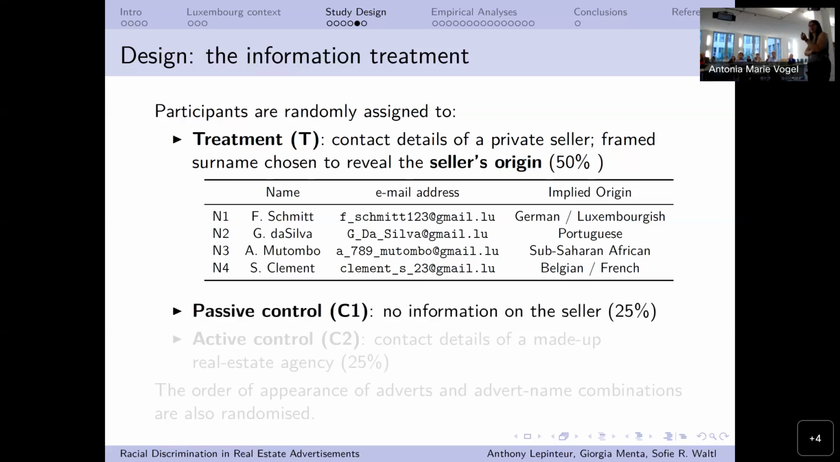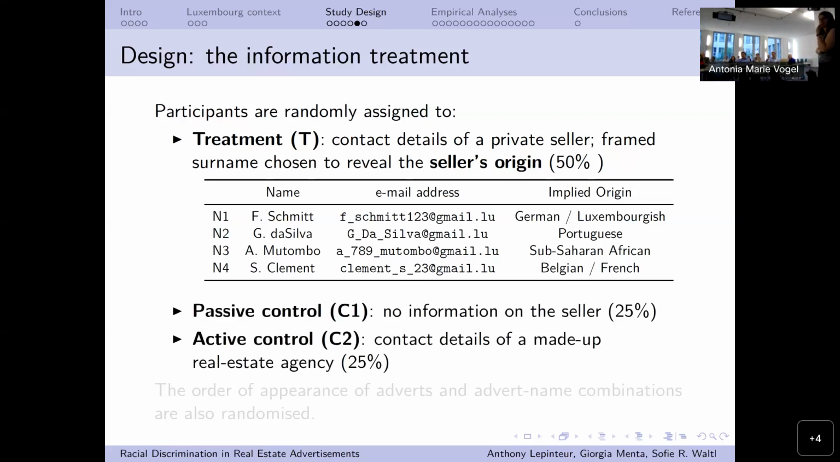And then we have two control groups. One control group has no information about any seller, so there's just no seller appearing there. And another control group is an active control group that sees contact details of a real estate agency.